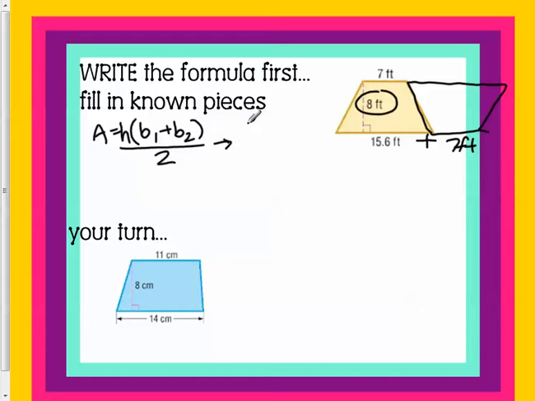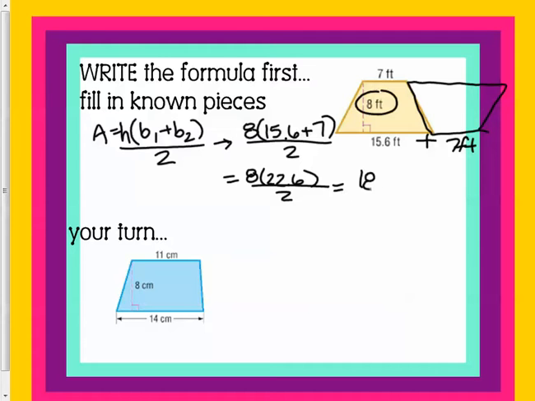So my height is 8. And I'm multiplying that by 15 and 6/10 plus 7, and then I'm going to divide them all by 2. So I get 8 times 22 and 6/10, and I'm going to divide that by 2, but first I'm going to multiply up on top, and now I'm going to divide by 2, and I get 90 and 4/10, and these are feet squared. Okay, your turn.